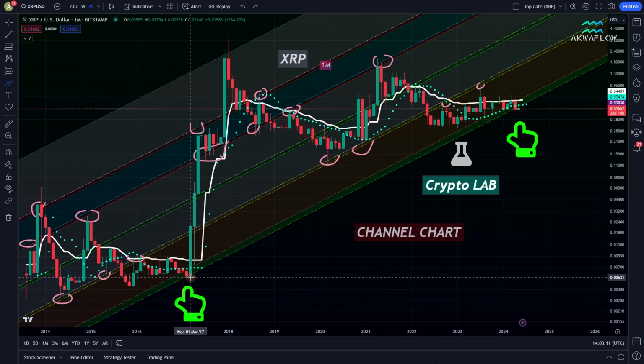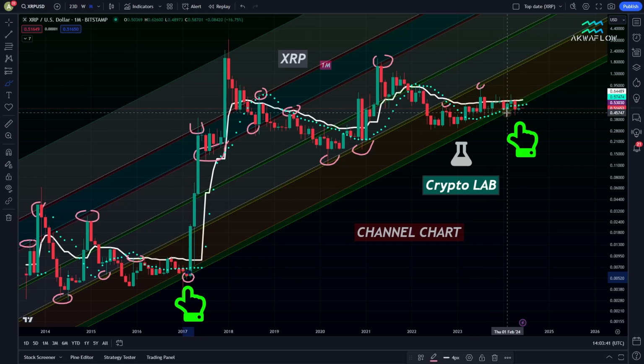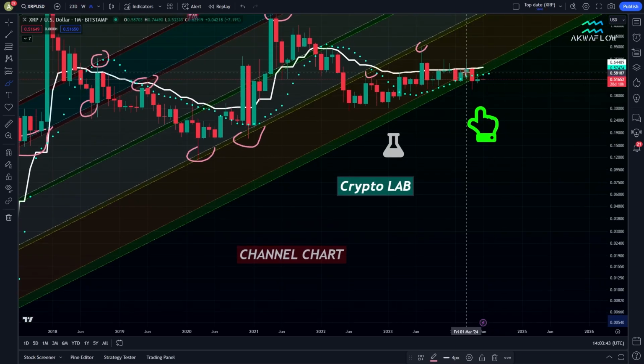In 2017, we bounced from this level. We pierced the green band multiple times, and we were even below the bull market support with the blue dots. Currently, we are in a pretty similar situation, meaning that XRP crossed the bull market support. Then we crossed also the green area, but the difference is that here we have a full candle body below the green area. So far, we have been rejected by this white line.